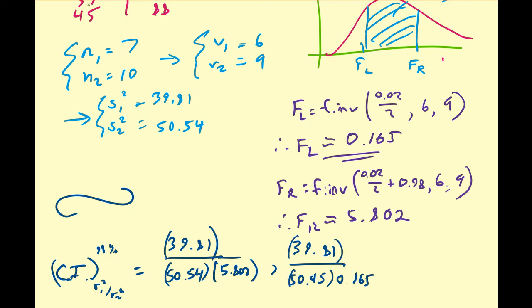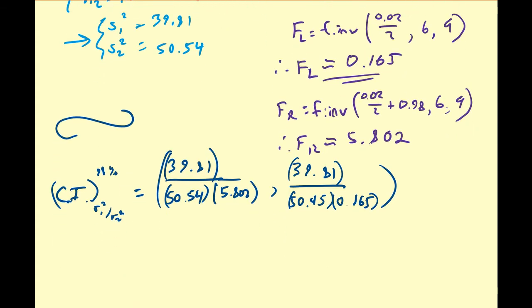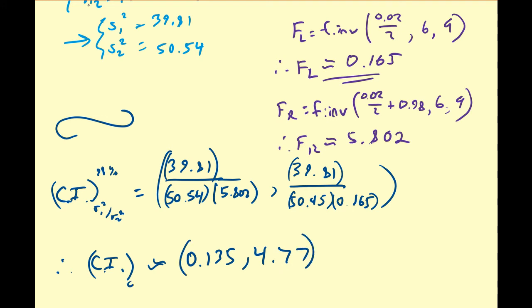And if you get the critical values switched backwards, then you're going to have a greatest to least instead of a least to greatest interval. So that error should be easy to pick up on. So the confidence interval for the ratio of variances is approximately equal to 0.135, comma, 4.77. And this is the confidence interval for the ratio of variances.